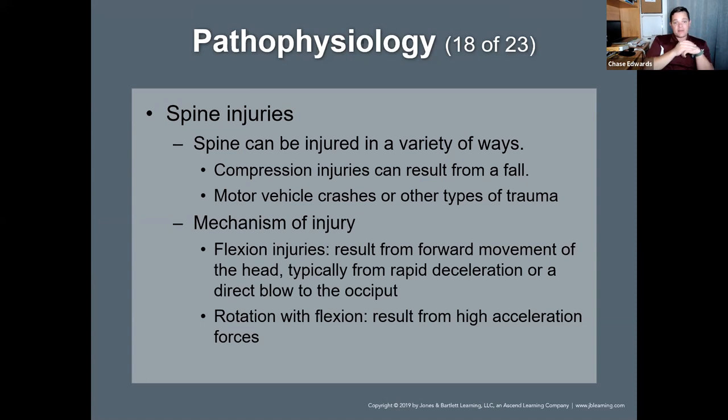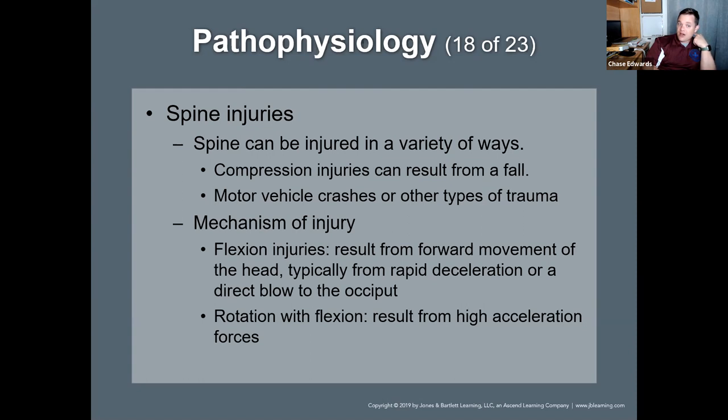So mechanisms of injury: the vertebral fractures can occur with or without associated SCI. Stable fractures pose less risk to the spinal cord. Unstable injuries involve multiple columns of the spine. And without appropriate treatment, unstable injuries carry a higher risk of complicating SCI and progression of an injury.